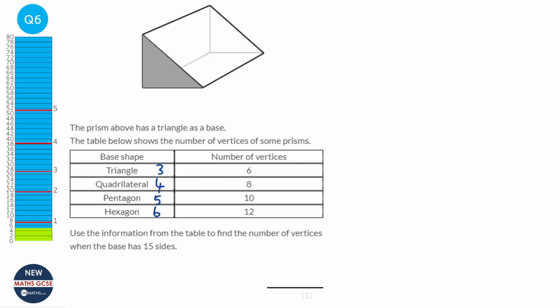If we write in how many sides each shape has, triangle has 3, quadrilateral 4, pentagon 5, hexagon 6, you'll notice the number of vertices is the same as the number of sides. So if a shape has 15 sides, it will have 15 vertices.